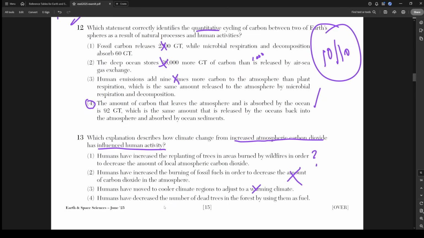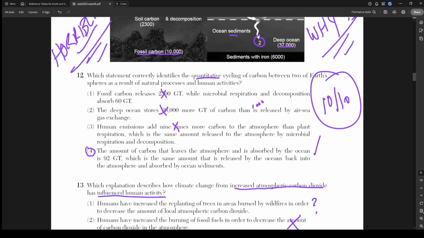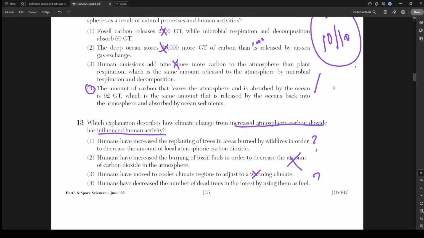Humans have decreased the number of dead trees in the forest by using them as fuel? Maybe. I mean, does this say anything about this? All right, so I think what I'm going to do is eliminate 4, because if you burn fuel, you use the fuel for the number of dead trees, you're actually going to put emissions into the air. So the best answer is going to have to be number 1.